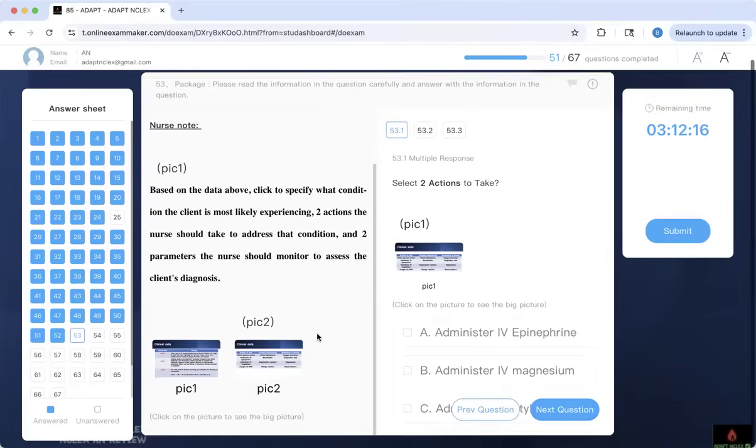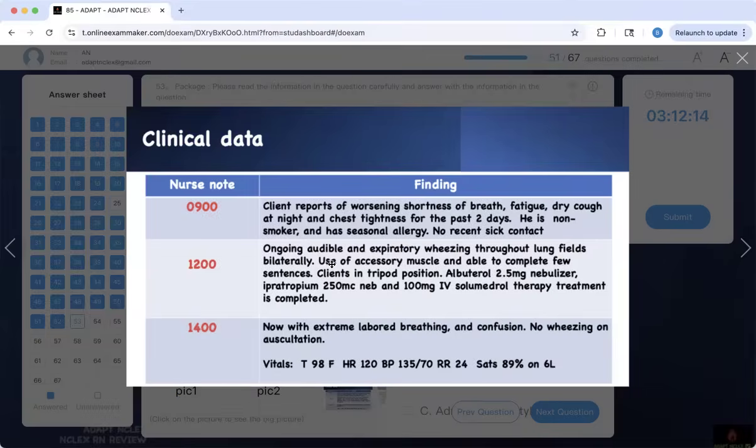Next Generation question. How are you doing? The client reports worsening shortness of breath, fatigue, dry cough at night, and tight chest pain for the past 2 days. Does that give you a clue? I'm trying to let you think. This is the way NCLEX does it, they give you a scenario of what the client is complaining about. He's a non-smoker. He has seasonal allergy, no recent sick contact. But he has shortness of breath, fatigue, dry cough at night, and chest tightness. Is this pneumonia or something?